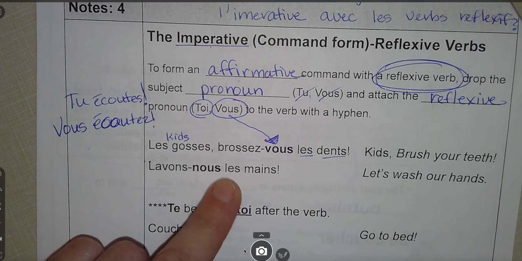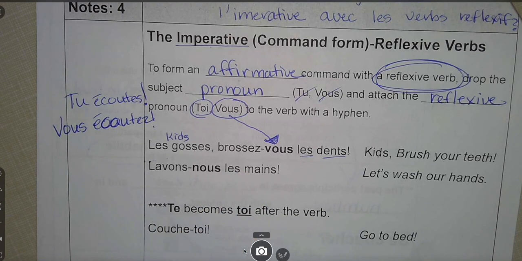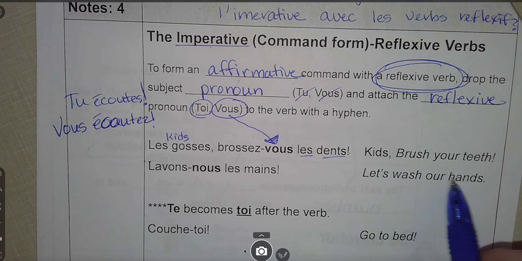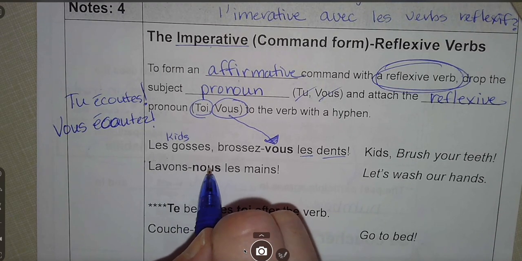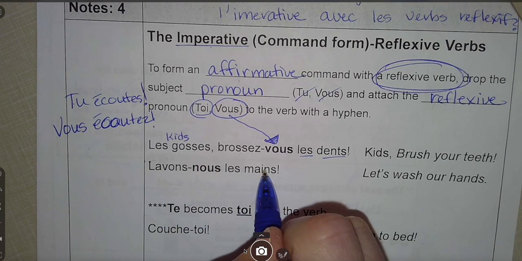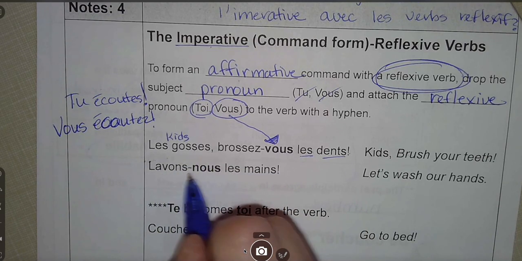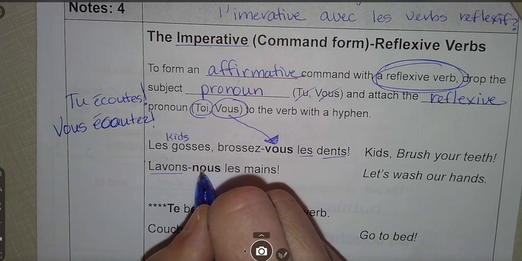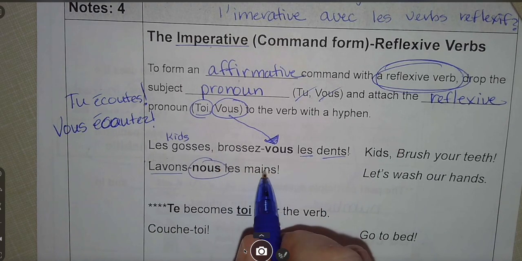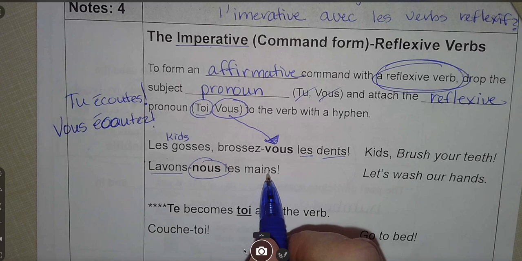All right. Sometimes we say let's do something in a command form, like let's go to the party, let's eat this pizza. For reflexive, if we're going to say let's wash our hands, we do the same formula. Lavons-nous les mains. Let's wash ourselves the hands. So verb comes first, then the reflexive pronoun, and then whatever it is we're talking about.